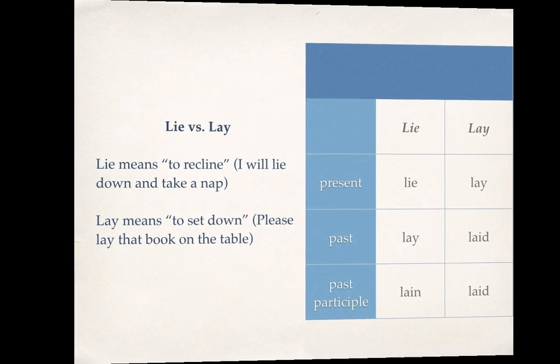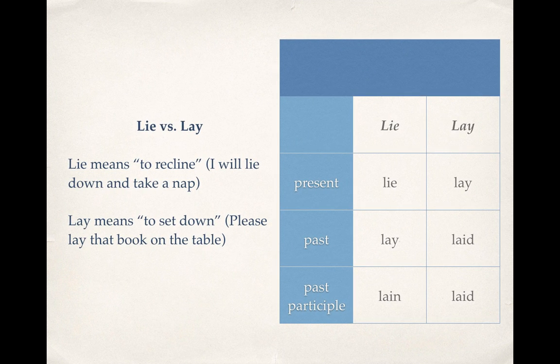We also need to discuss two common irregular verbs that tend to give people trouble, and that is lie and lay. All right, so let's just establish. The word lie means to recline. I will lie down and take a nap. Whereas the word lay means to set down. Please lay that book on the table. But the tricky thing about lie and lay, if you look at this chart over here on the right, is that the past tense of lie is lay. Yesterday, I lay down and took a nap.